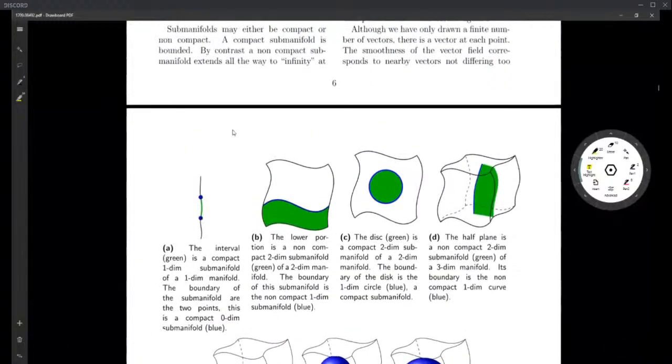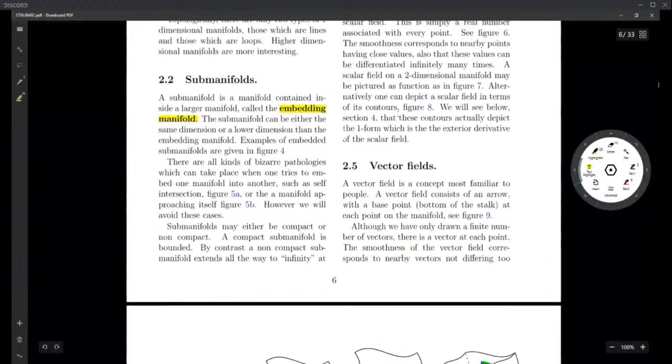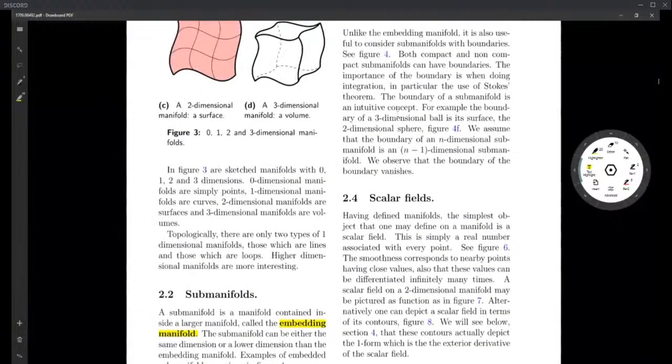Just think of this as shapes. I know manifold and submanifold seem like very fancy terms, but they're just simple shapes. Just make sure that you can define a manifold as something that, if you zoom into it, you get a flat surface. All right.